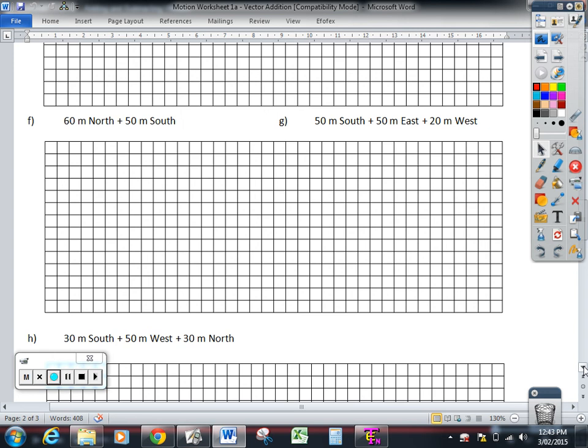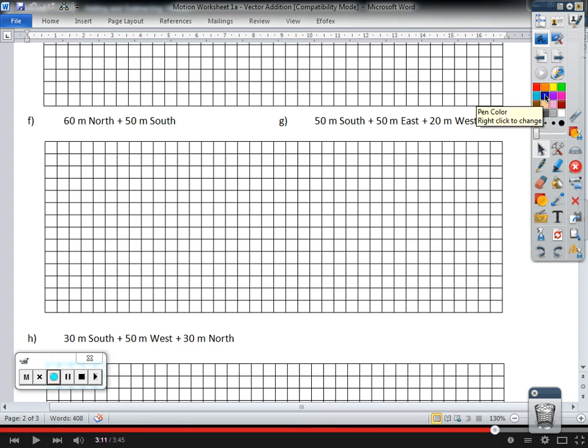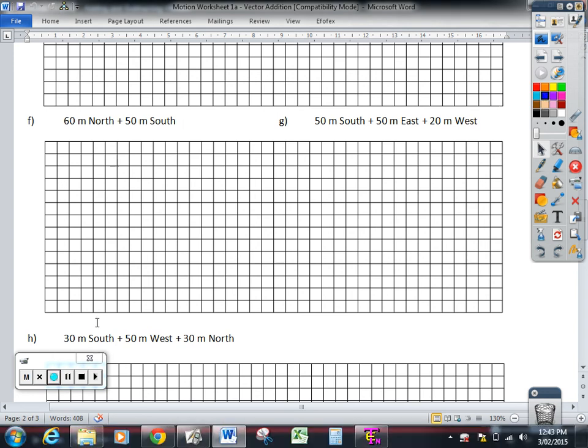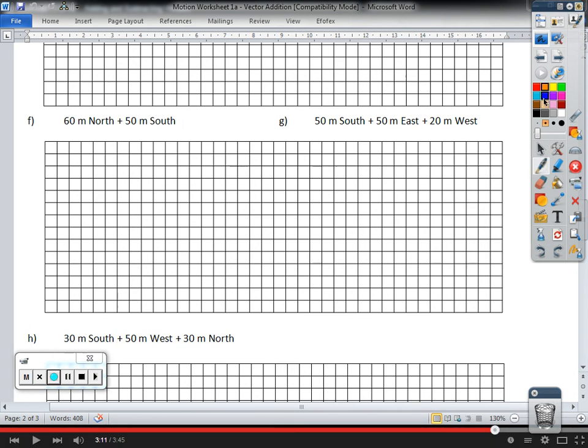This H one down here is going to have 3 vectors that you need to add together. So this one here would look something like the following. You'll have a south vector, then a west, and then a north. Are you happy with those three? So it looks something like that, and you draw an arrow from the start to the finish, and so on.